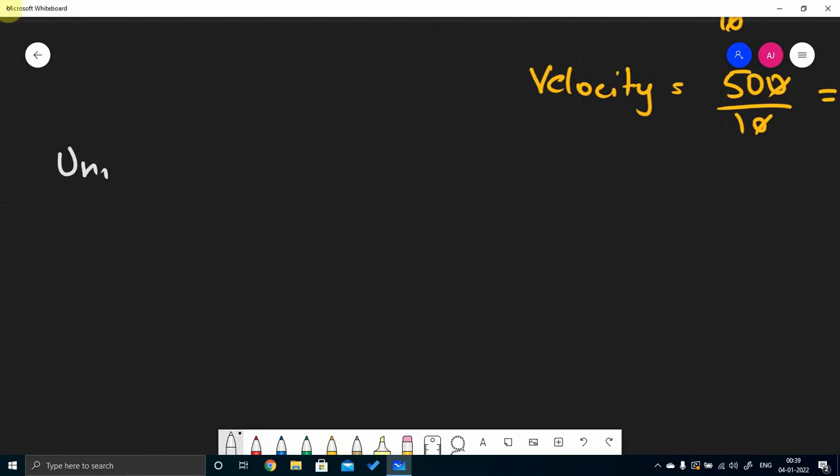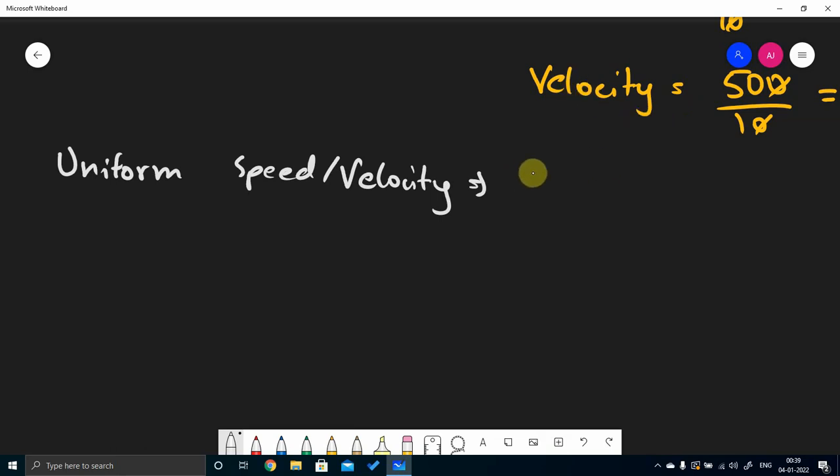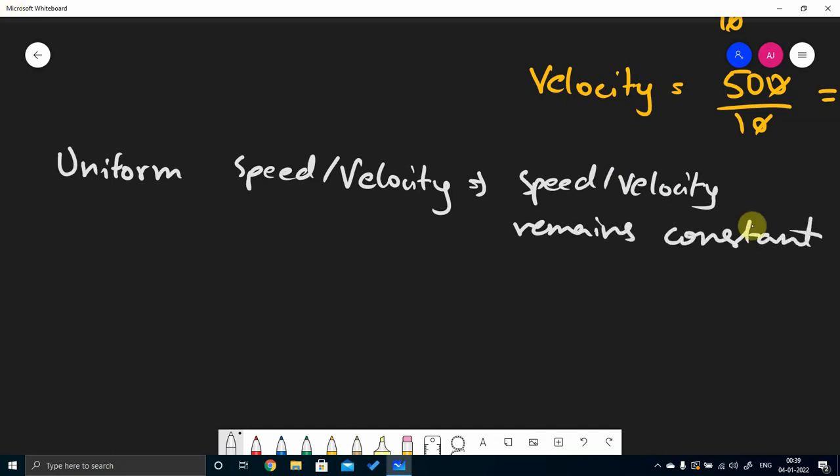So first we have uniform speed or speed slash velocity. So what exactly is uniform speed or uniform velocity? Uniform speed and uniform velocity means that the speed slash velocity remains constant. By constant basically means that it does not change, right?